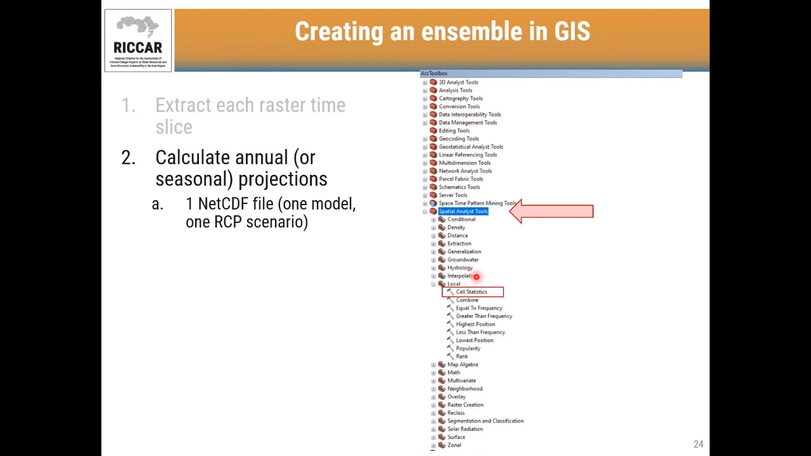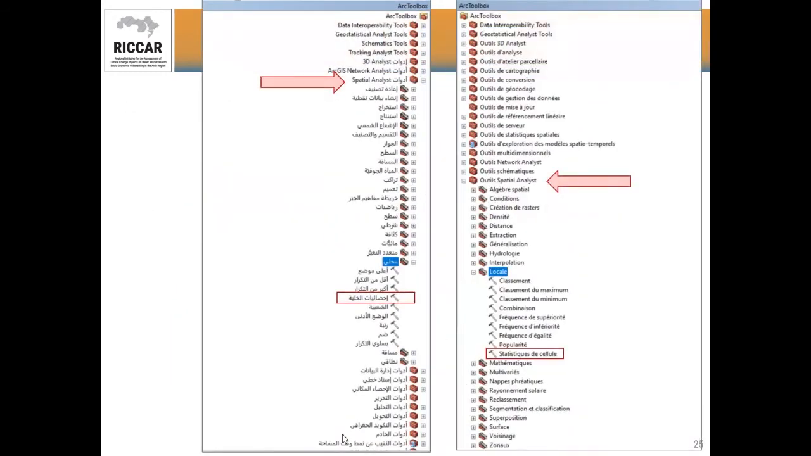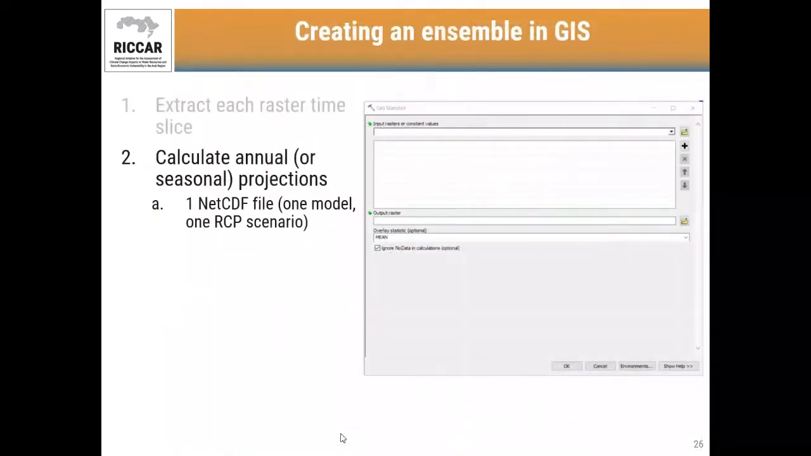So under Spatial Analyst tools, under Local, we will select Cell Statistics, and they will help us calculate the mean or sum, and we'll look at the reasons why, to be able to calculate annual or seasonal projections. Here is that same tool and where to find it on both the Arabic and the French versions of GIS. So once you open the tool, the fields look as follows.